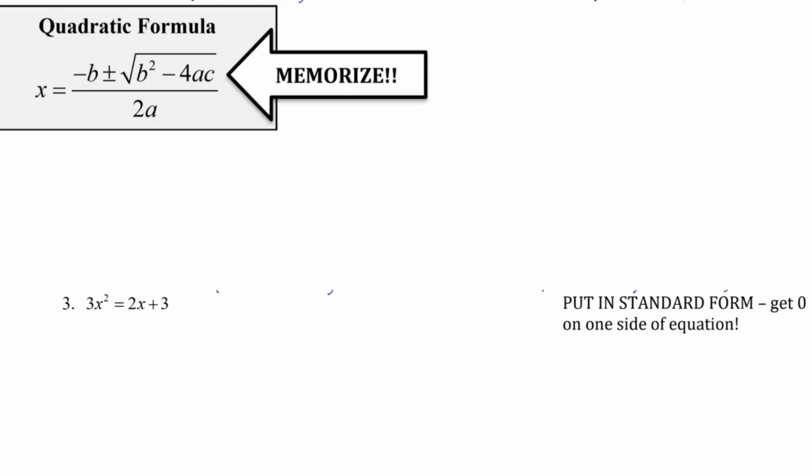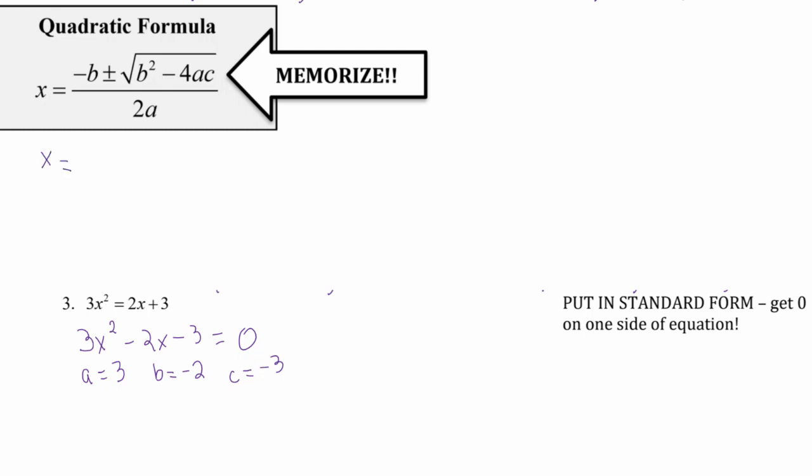So in this case, that means that we're going to leave the 3x squared where it is, and then we're going to subtract the 2x and the 3 to come join the 3x squared. So we'll get 3x squared minus 2x minus 3 equals 0. So now our a is 3, our b, which is the coefficient of x, is negative 2, and our c, which is our constant, is negative 3. And we're going to substitute right into the quadratic formula. Matter of fact, I'm going to come up here and we'll put it right under the formula.